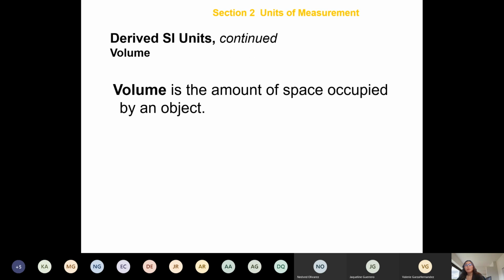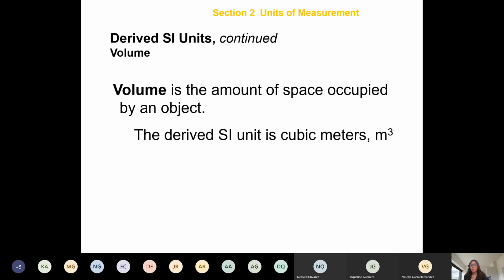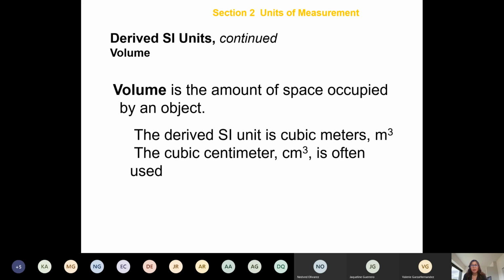Okay, so we had already talked about volume, and volume is the amount of space occupied by an object, meaning how much space does this object occupy? And the base unit for this derived unit, this is a derived unit because it's a combination of length times width times height, like I showed you in the example, right? So that this derived unit is in cubic meters. You might also see it as cubic centimeters when you have a small object, like if it was a small cube, most likely you would measure it in cubic centimeters as opposed to cubic meters.